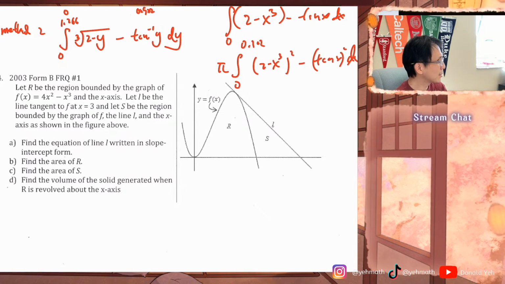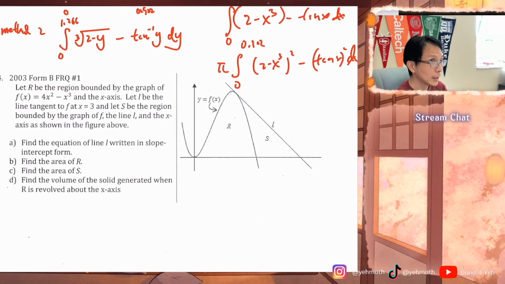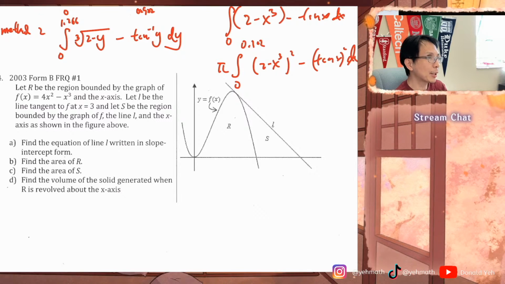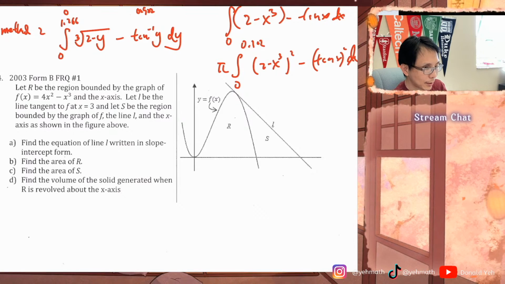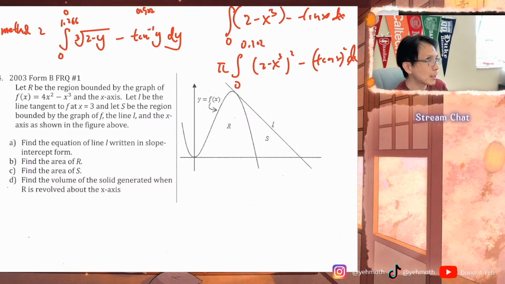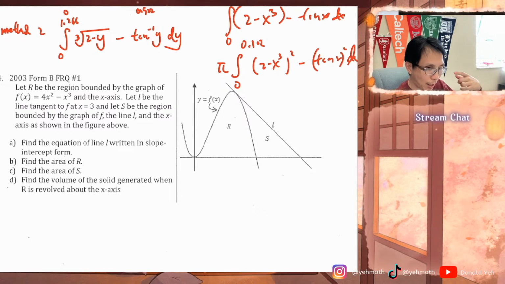Does that make sense? See, I was trying to do it in terms of y, but then I couldn't find the... Yeah, you can solve for x. Yeah. So you can solve for x, so it's not... it's stuck.